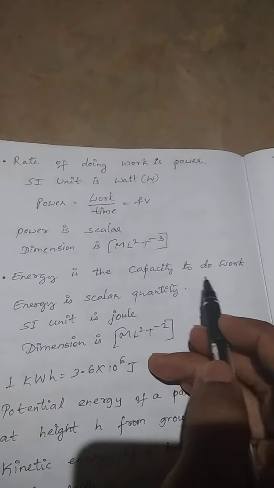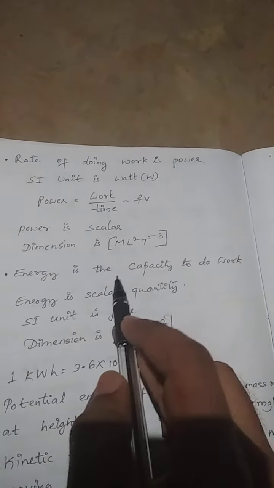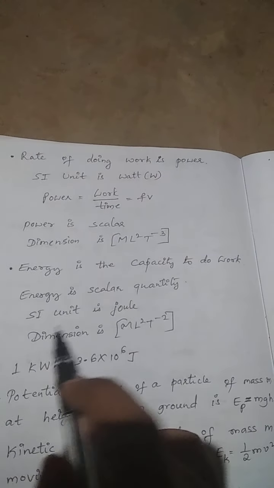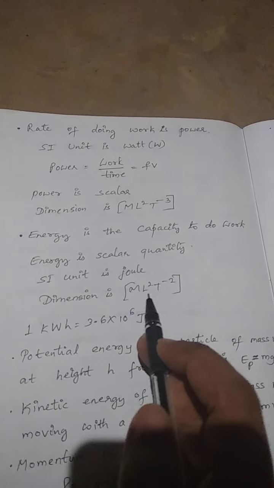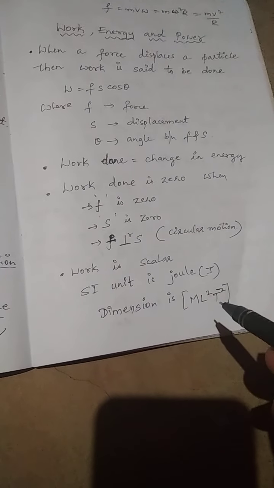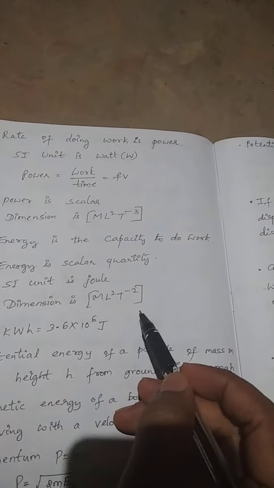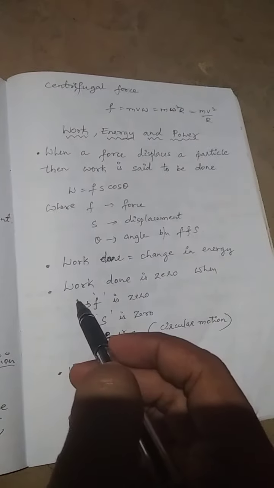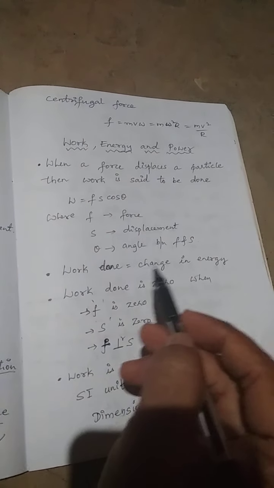Energy is the capacity to do work. Once again, energy is the capacity to do work. Energy is a scalar quantity. Its SI unit is joule. These things you have to remember. Again, its dimension is M L square T to the power minus 2, the same as that of work. That is why we say work done equals change in energy. Their dimensions are the same and their units are also the same, joule, right?